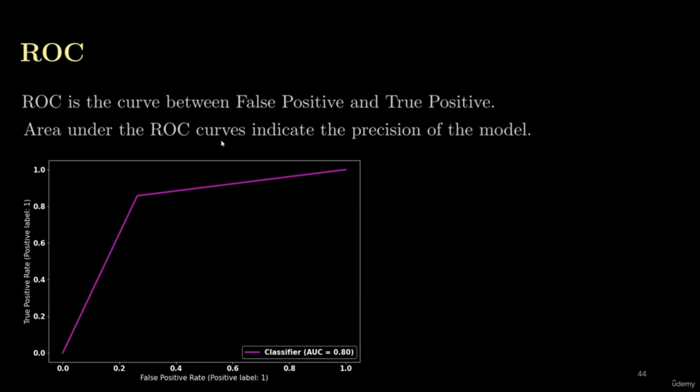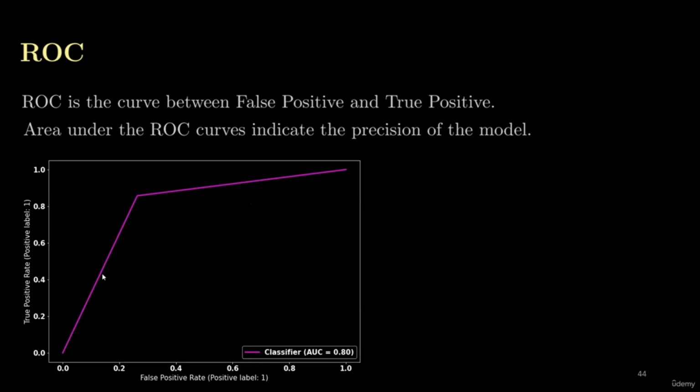Area under the ROC curve indicates the precision of the model. We know from the definition of precision that the equation of precision is true positive divided by true positive plus false positive. So precision addresses only the positive samples predicted by the model. Therefore, the area under the curve will indicate the precision of the model.